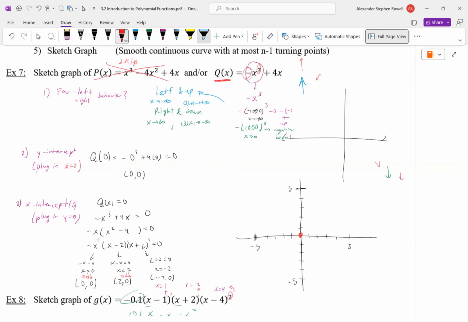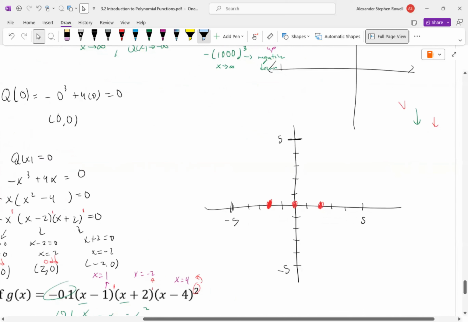0, 0. What else? 2, 0. Oh, 2, 0. -2, 0. Why does that happen? Why do they disappear? Okay, so I have end behavior, left and up, right and down. I draw a smooth continuous graph.